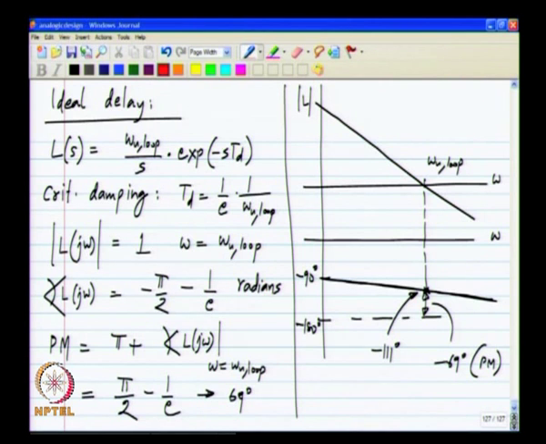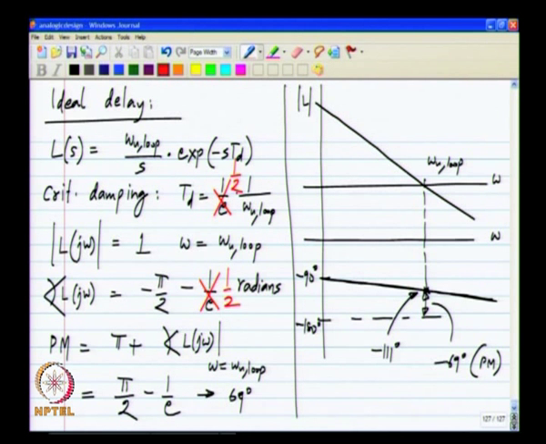Let me make this instead of 1 by E, I will make it 1 by 2. Okay. So, what happens now? The magnitude of L of j omega becomes 1 at still the same frequency. The second part of the expression does not change the loop gain magnitude, but the phase, instead of being minus 1 by 2 minus 1 by E, will be minus 1 by 2 minus half radians.